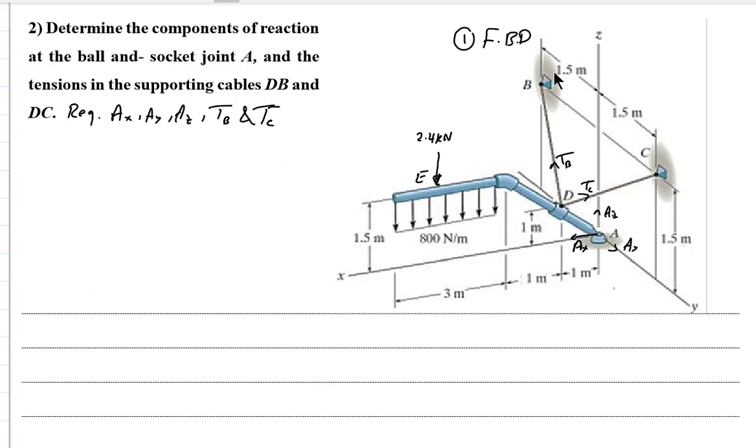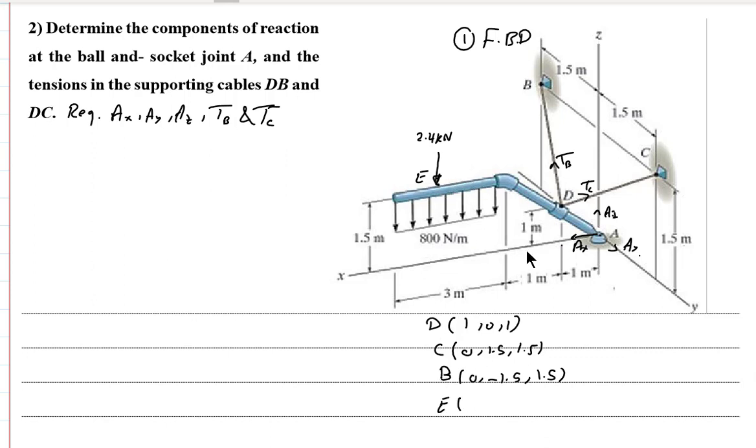Let's also take the coordinates of all these points. The coordinates of A, of course, is the origin 0, 0, 0. The coordinates of D is 1 in X and 1 in Z, so it will be 1, 0, 1. The coordinates of C is 1.5 in Y and 1.5 in Z, so it will be 0, 1.5, 1.5. The coordinates of B should be 0, minus 1.5, and 1.5. Also, the coordinates of E is important here.